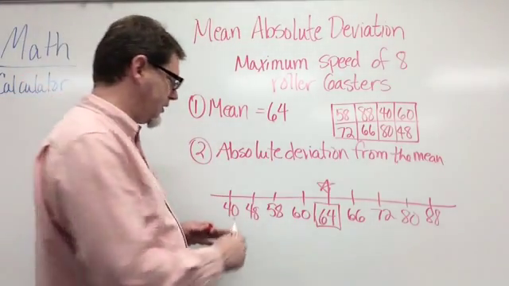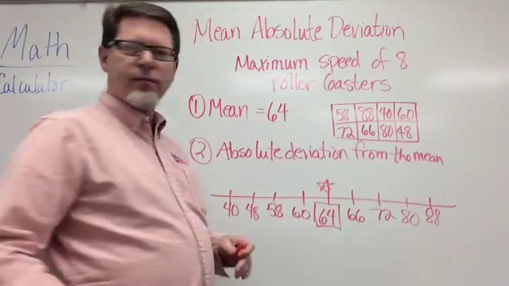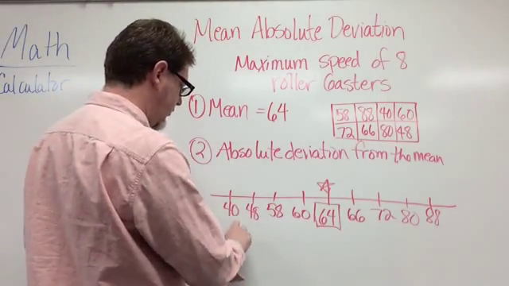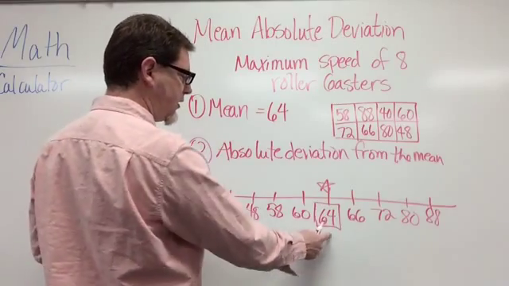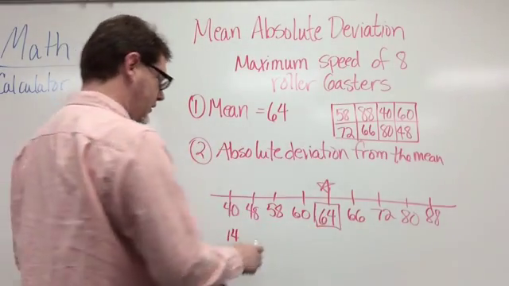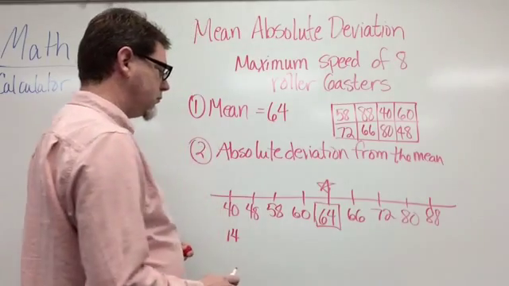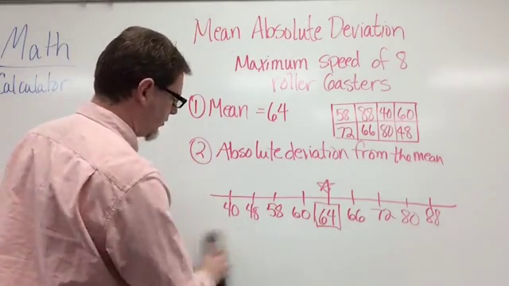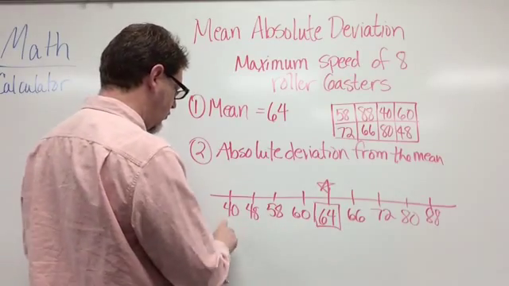Now I need to figure out what is the distance between each of these to the mean. So from 40 to 64, that's 14. From 48 to 64, that would be 16. No, 12. That's not right either, because that's wrong. From 40 to 64 is 24.